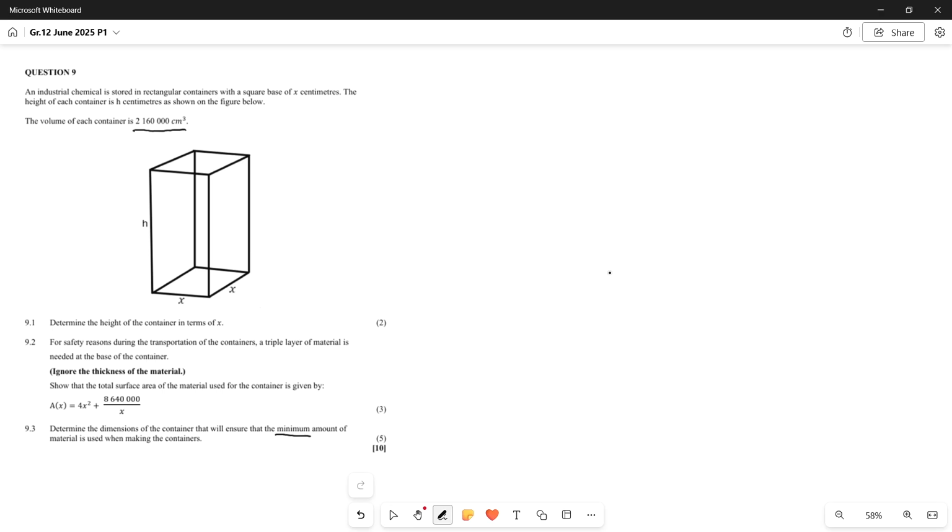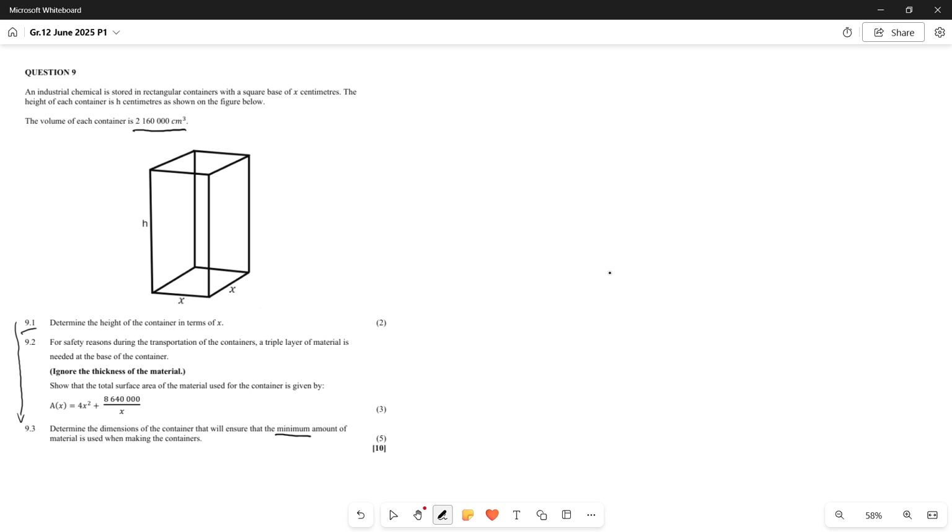So 9.1, these questions all lead on to each other, helping us get the next one. So 9.1, we're going to plug into 9.2. 9.2, if we can not solve it, we're going to use this answer to help us with the next one, which means we can still get half of the answers if we haven't been able to get things in terms of x or calculate the total surface area, for example. But 9.1, determine the height of the container in terms of x.